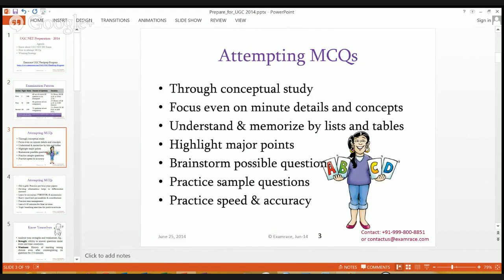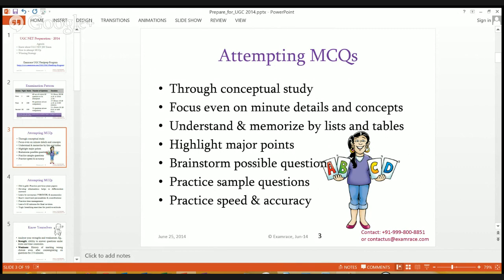Most of the students are afraid of how to attempt an MCQ question. So here are some guidelines to help you understand how to attempt MCQ questions. For attempting MCQ questions, especially for paper 3, a lot of applicative and conceptual based questions are asked. So all your study must be focused on the basic concepts, and you must be able to apply the concepts that you have understood in a very simple fashion.